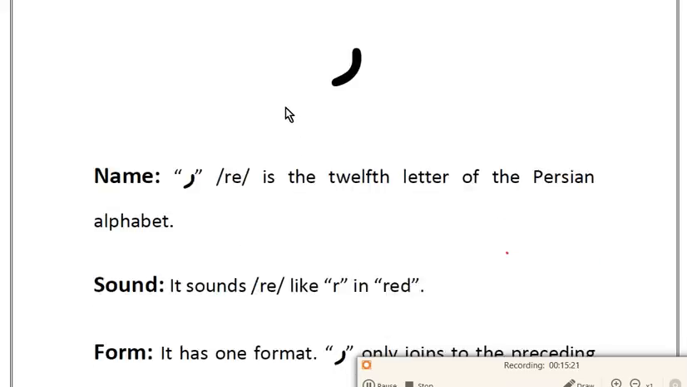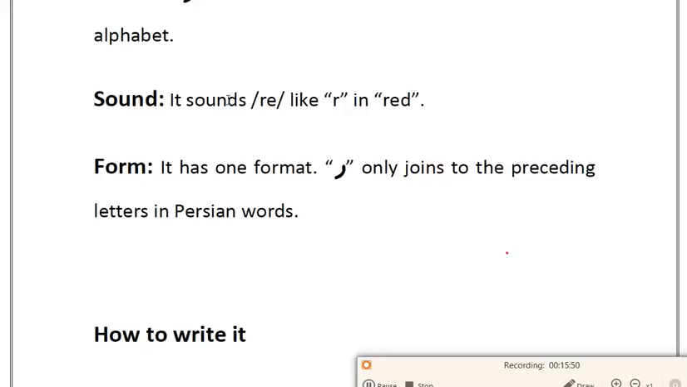The next letter is re. Re is the name and it's pronounced like R in English. You see, it has only one form, re. It joins to the letters before that, but it doesn't join to the letters after this. So it is just re. It's just like de. De is the same. De joins to the letters before that, but not after that.